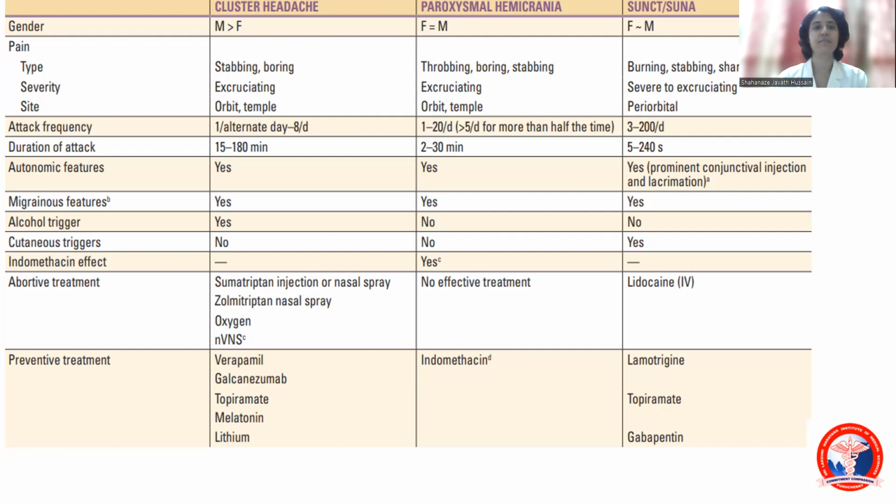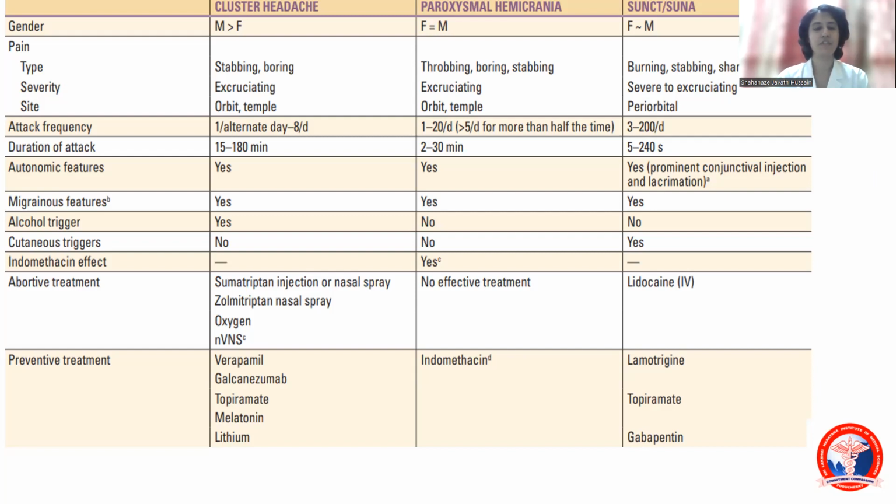The treatment for acute cluster headache which is very effective is oxygen therapy, though it cannot be available all the time. So triptans, especially the nasal spray, are quite effective in the treatment of cluster headache and are recommended. Non-invasive vagal nerve stimulation can also be used in severe treatment refractory cluster headaches.